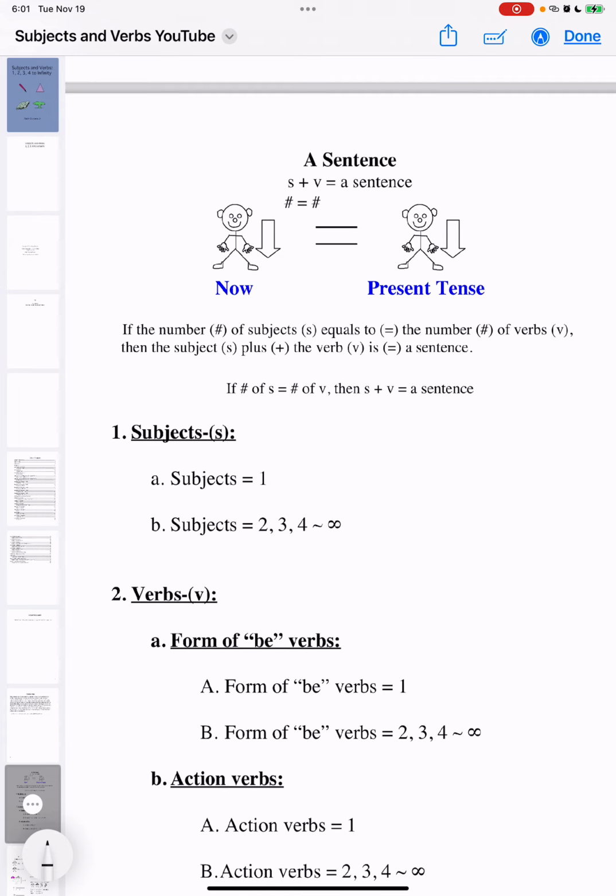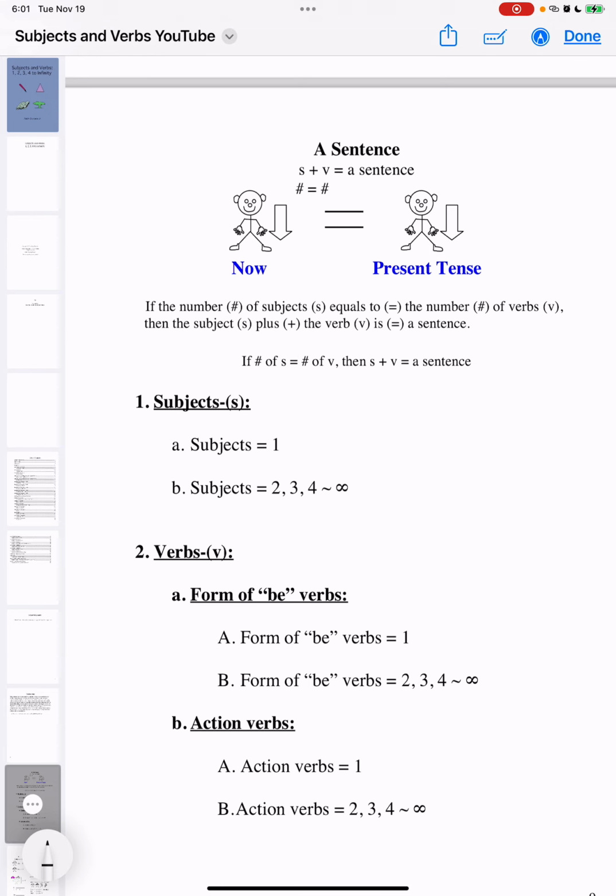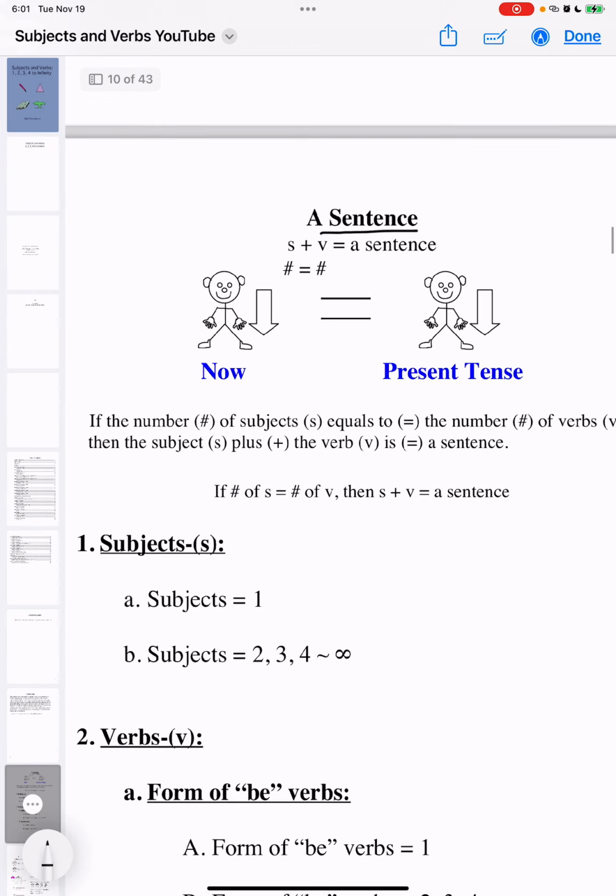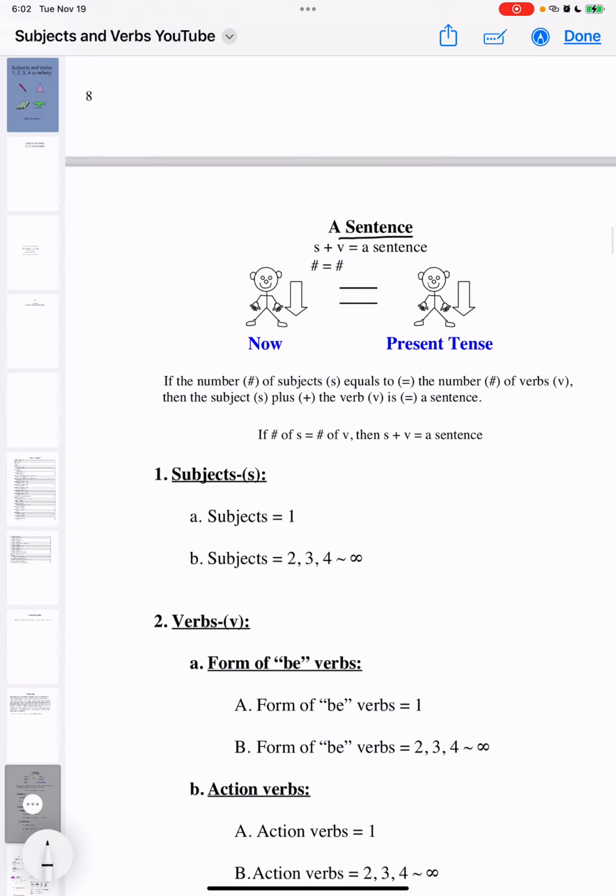What we're going to have here is a subject. Now, what is a subject? A subject is the thing that is talked about.